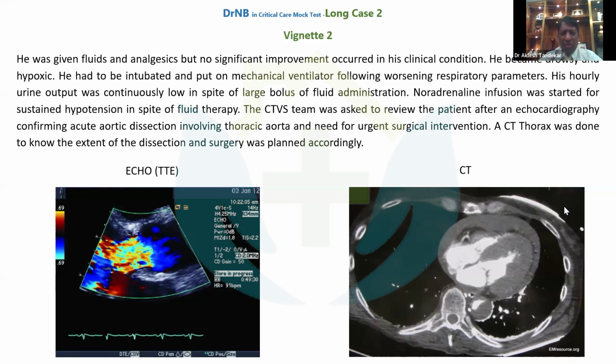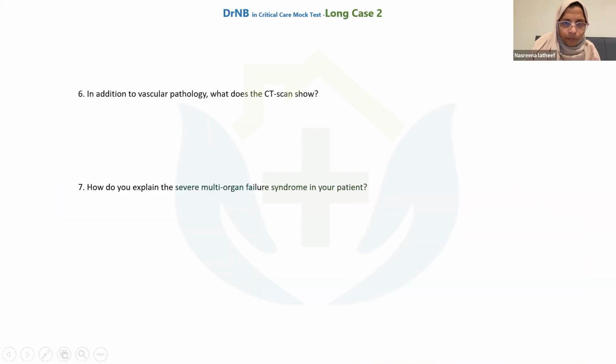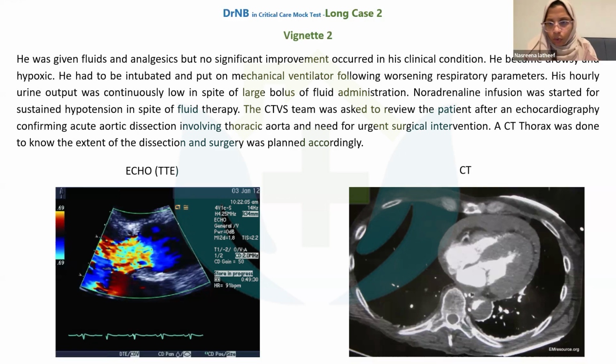This was the CT scan which was done, and this is the 2D echo. What abnormality do you see in the CT scan and the echo? Echo is showing a regurgitant jet across the aortic valve, and the CT is showing a false contrast, in the contrast, which is differentiating both true lumen and false lumen in the descending part of the aorta.